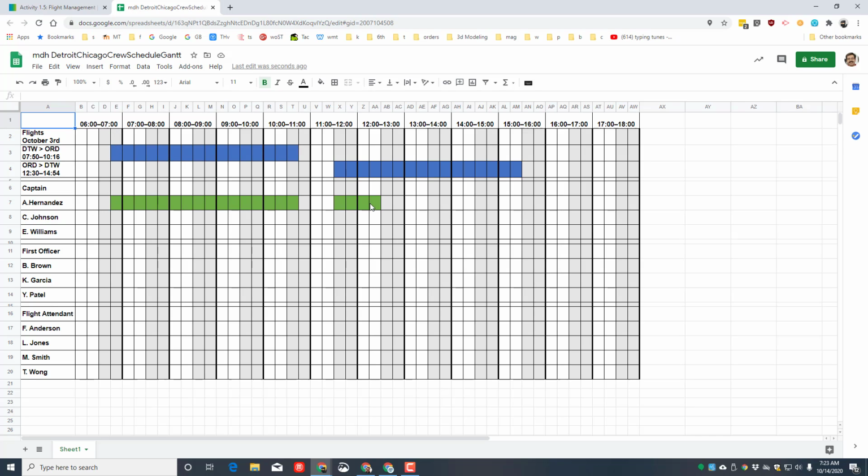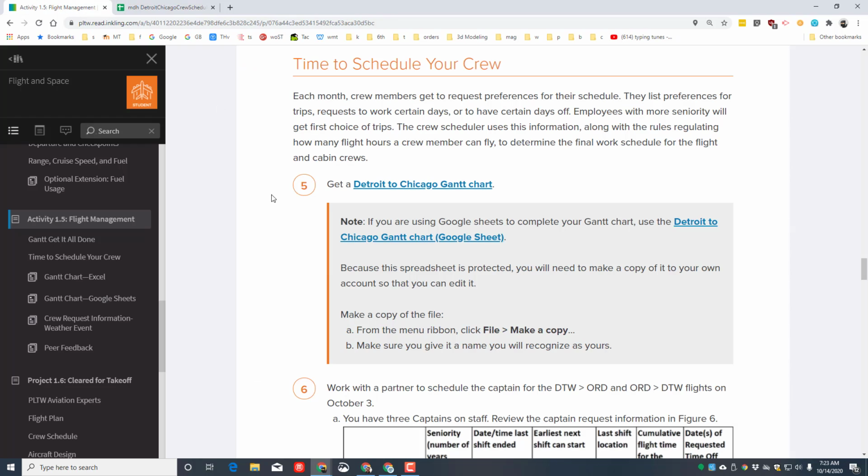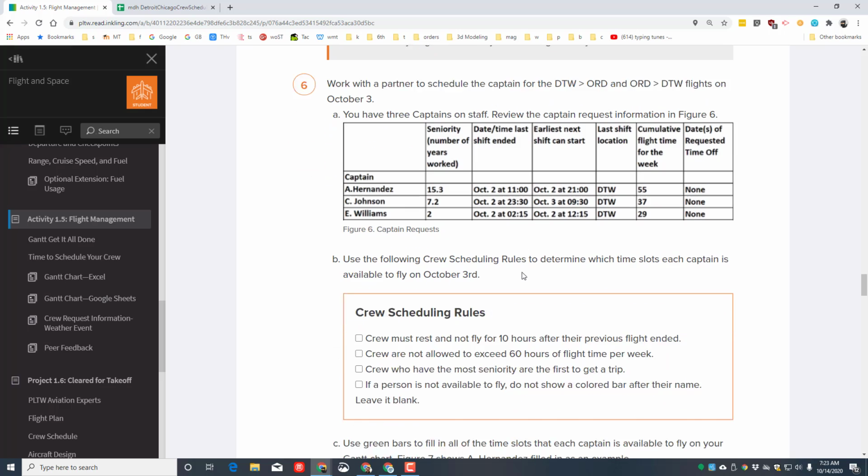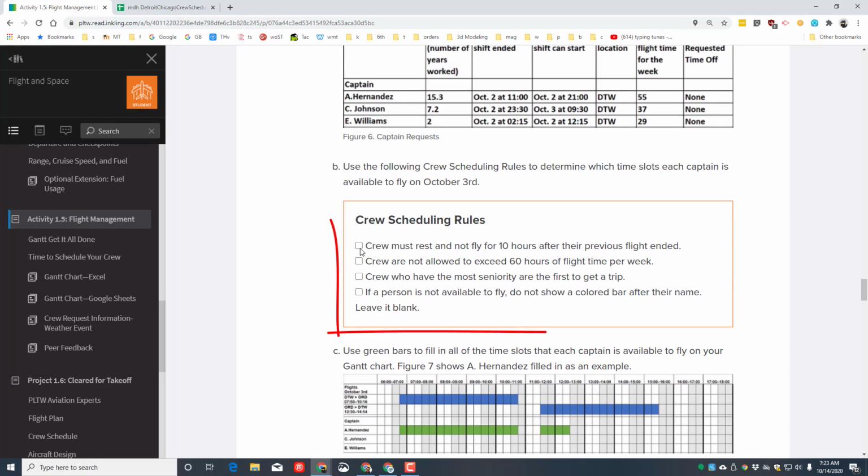Note, this shows those same two flights that we talked about a minute ago, and now it has the captain in green. If we go here to flight management, this is Captain Hernandez. We can learn quickly how long he's worked, when he quit his last flight, his earliest next flight, how many hours he has in the week, and if he had time requested off. There are rules for scheduling. There are check marks for you to make sure you fill these out.